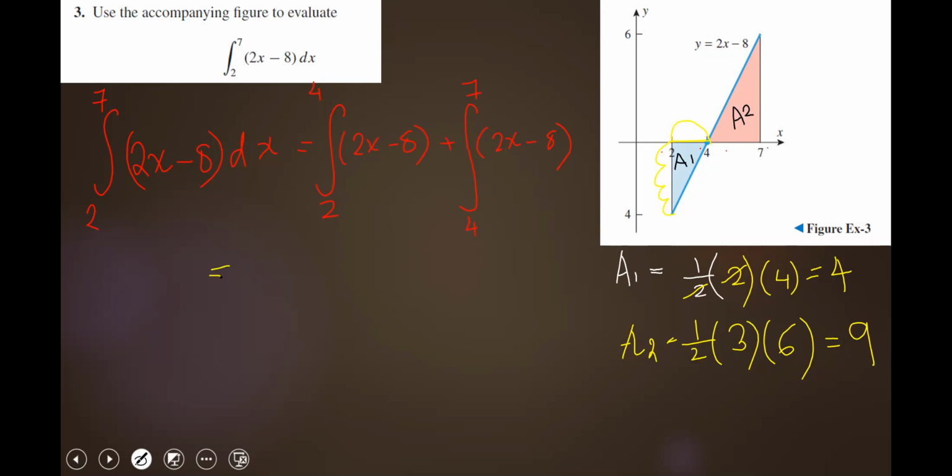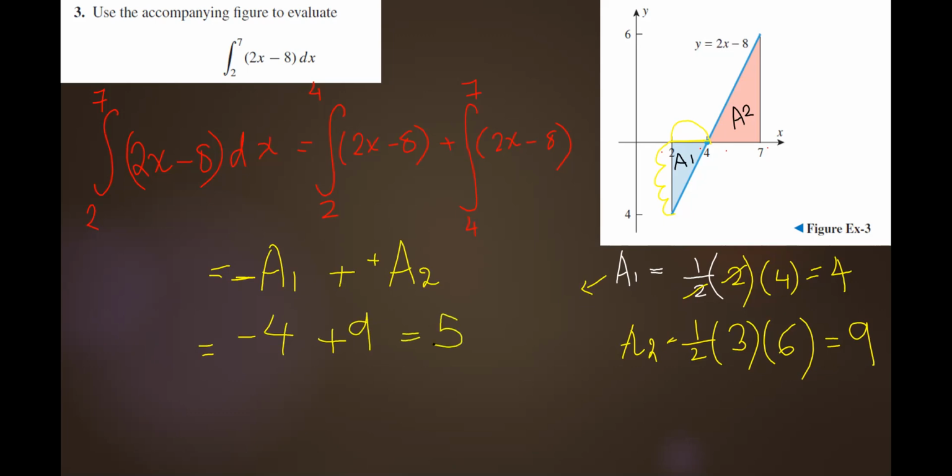Come back to the integration. From 2 to 4, I'm talking about area 1. But is it positive or negative? Negative. Negative, exactly. Plus, from 4 to 7, it is A2. Is it positive or negative? Positive. So let's now evaluate. Negative 4 plus 9, so the answer is 5. So the integration of 2x minus 8 from 2 to 7 is 5.